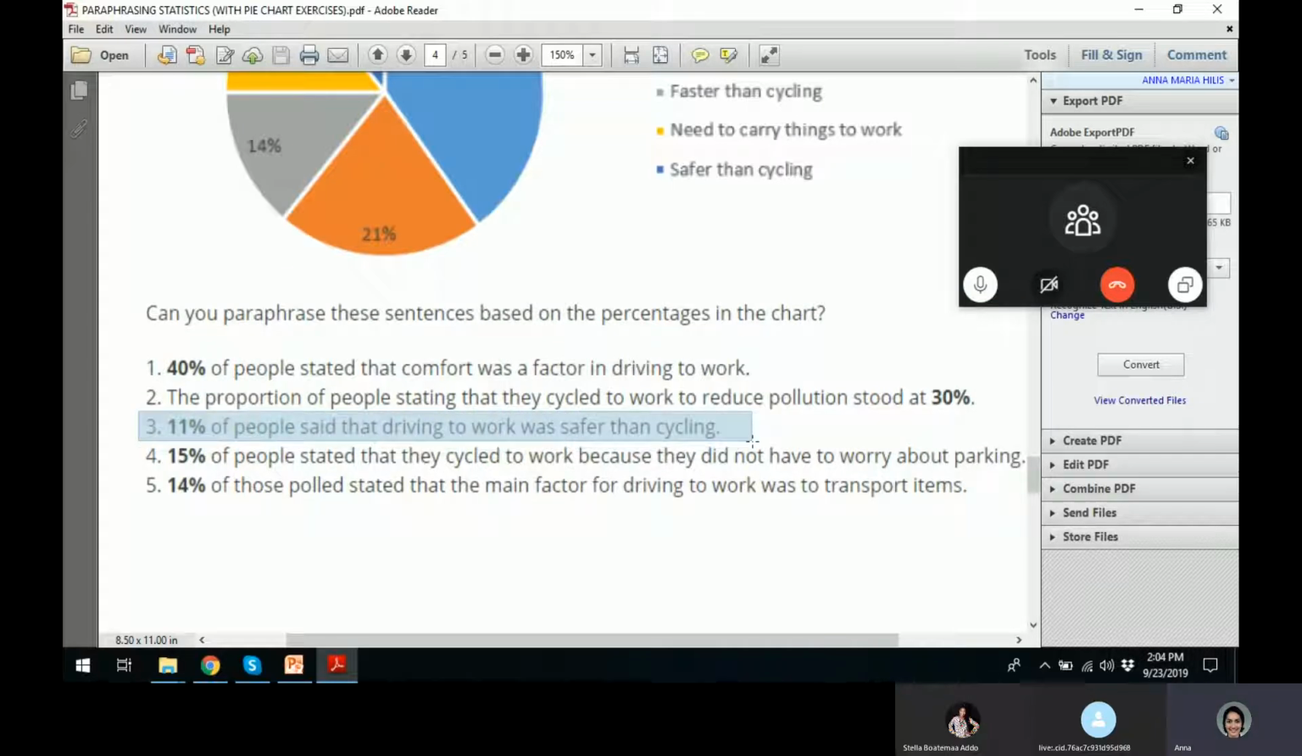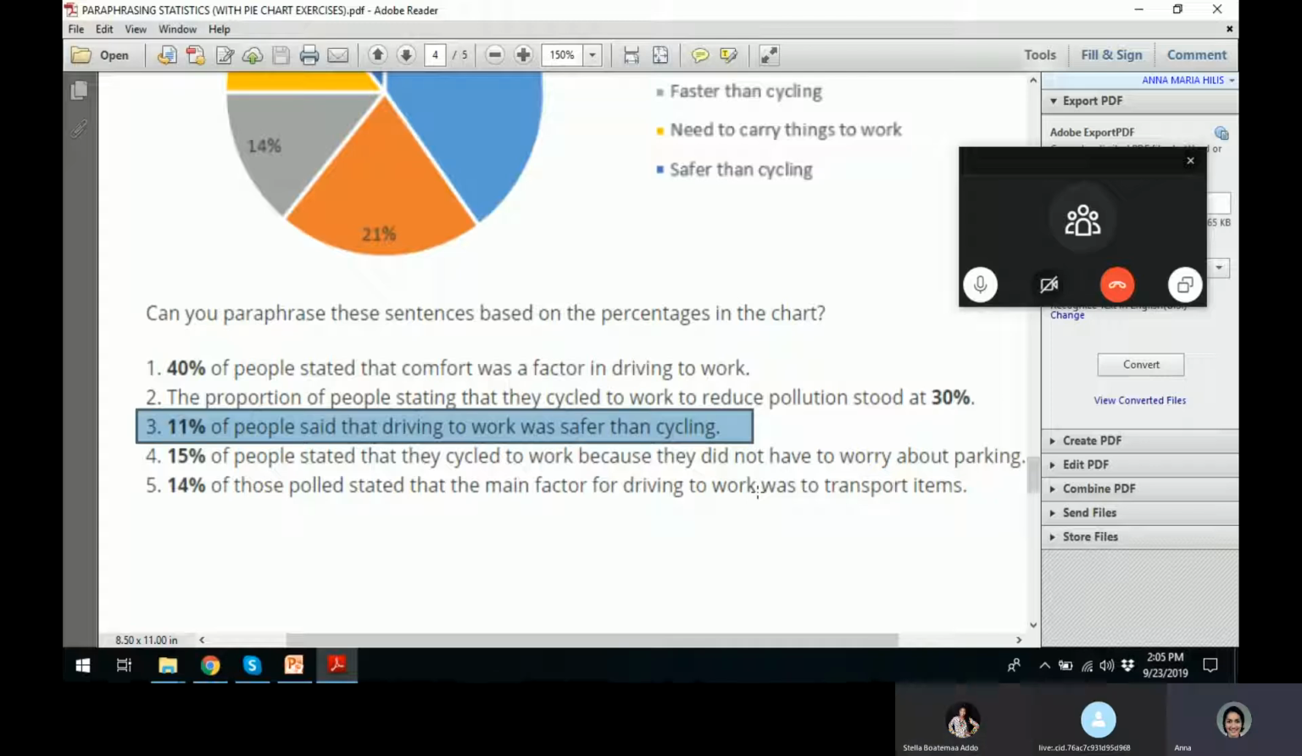Okay. Let's try number three. 11% of people said that driving to work was safer than cycling. Eleven percent. What is almost 10%? A small number. Okay. What is more specific than small number? A small minority. So we can say a tenth, right? So what's 11%? Just a little above a tenth. Just a little over a tenth. Okay, a little over a tenth of people.